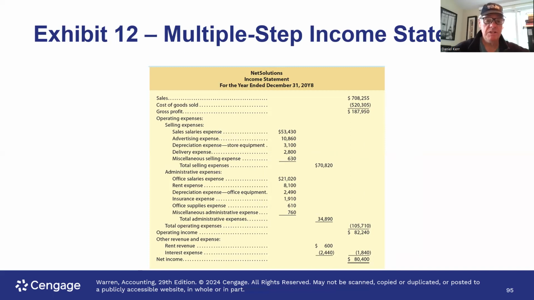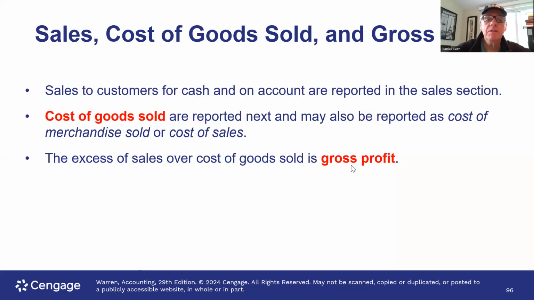If we have other sources of revenue and expense, such as some small rental income, I guess we have some unused space that we rent, and then also we have interest expense. Now, why do we put interest expense down here? Because the interest expense is a result of how we choose to finance our business. The interest that we pay to the banks or creditors is not directly related to the purchase and sale of merchandise. So there's our multiple step income statement.